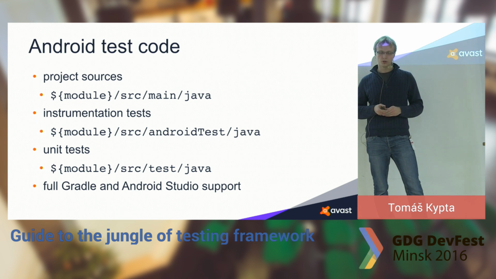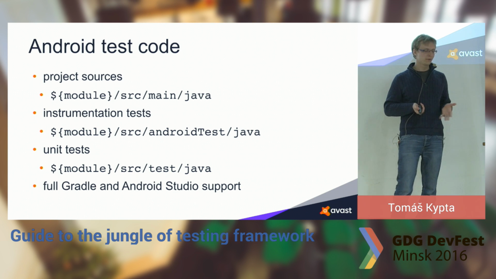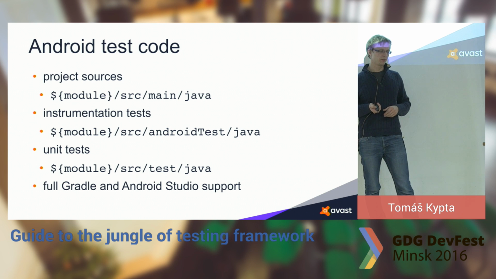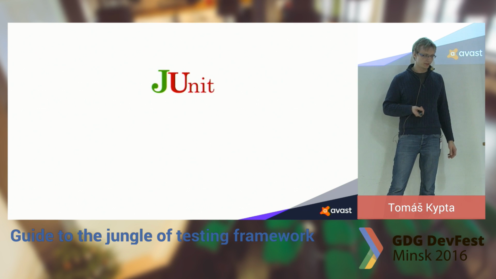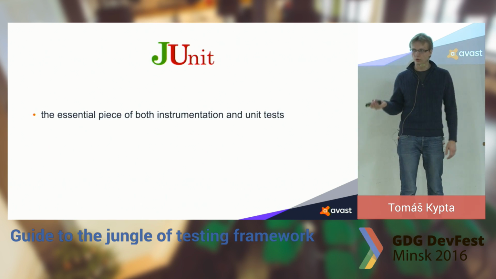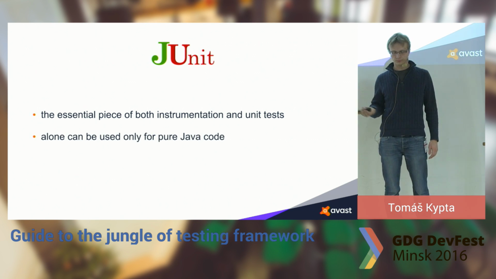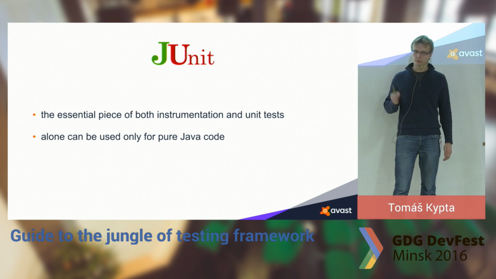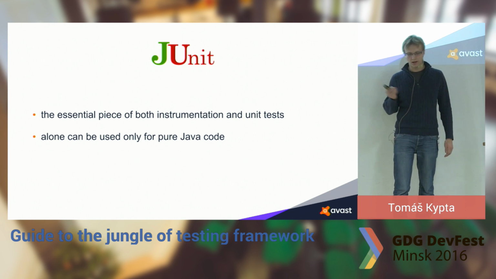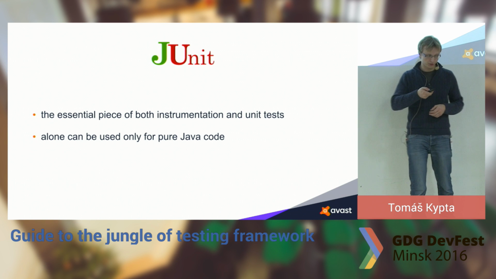Before I dive into the frameworks, there's one common library that almost everything is based upon, and that's JUnit. If you have tested any code for Android or Java, you probably know it. It's everywhere and it's essential for both. But be careful when you test your Android code. Pure JUnit can be used only for pure Java code. If you touch Android APIs, you will encounter a lot of problems, and I will get to the specifics later.